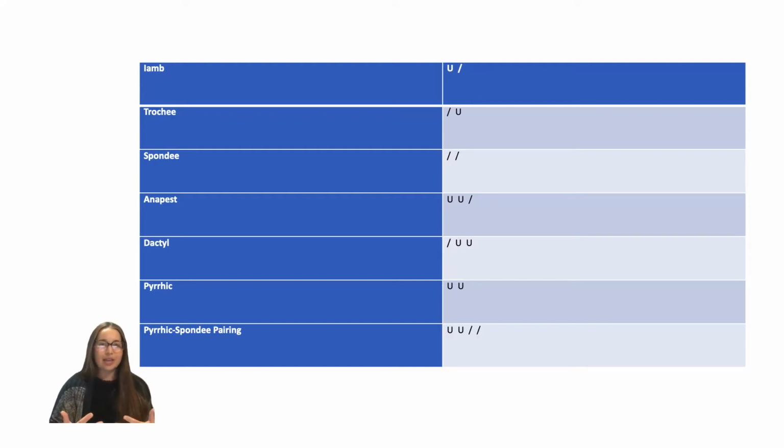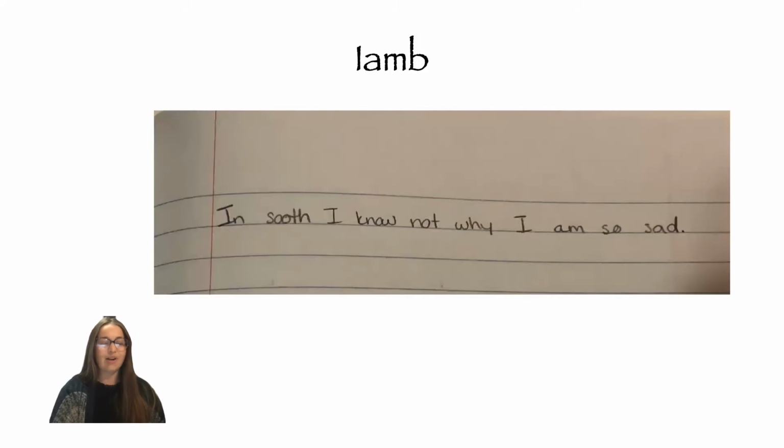So as we start thinking about the scansion of a line of verse, let's start with a line of iamb. All right, so this line from the Merchant of Venice is a beautiful flowing iambic line. So if I say it overemphasizing the stress pattern, it goes, in sooth, I know not why I am so sad. And I like to use my fingers to help me keep track of the feet in each line.